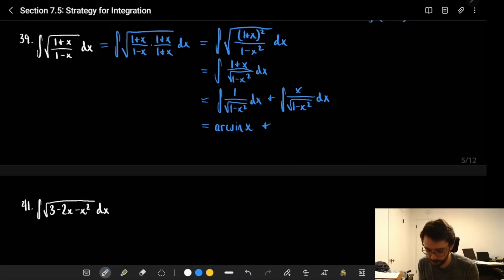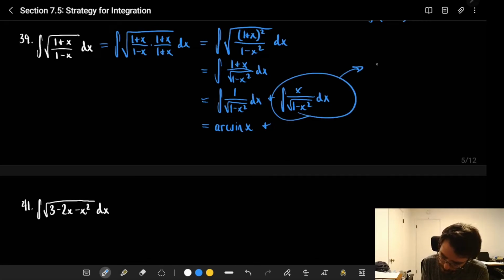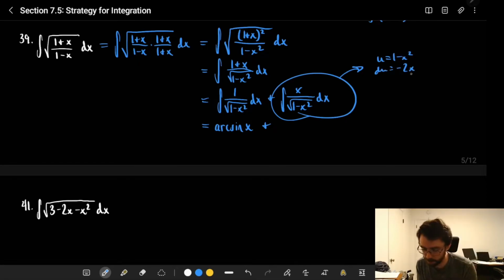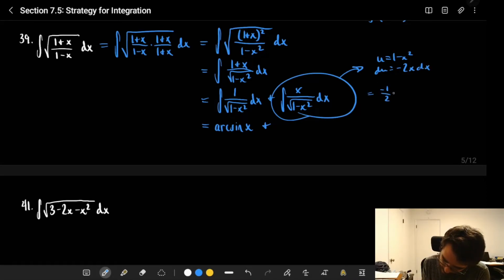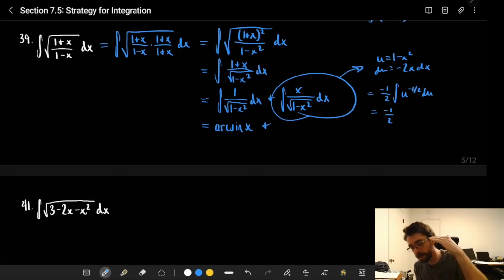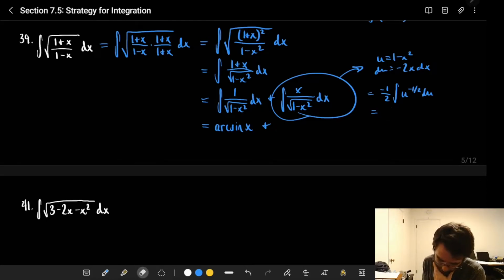And then this guy is a u sub, right? If you let u equal 1 minus x squared, you need to cancel out a negative 2. So you're like, that piece is negative a half, u over, or 1 over the square root of u, du. It's u to the negative 1/2 du. And that integrates to u to the positive a half divided by positive a half. So actually the halves cancel, and you just get that.